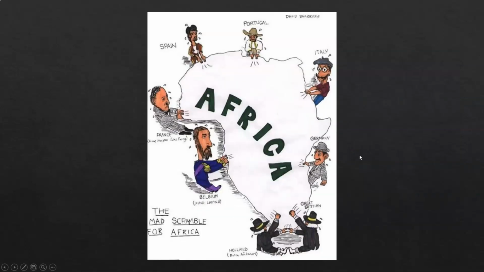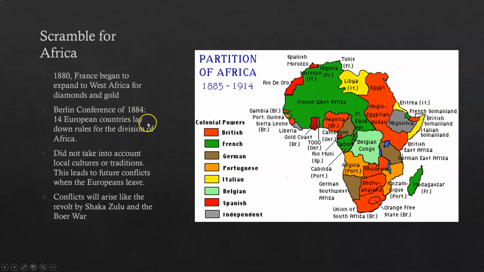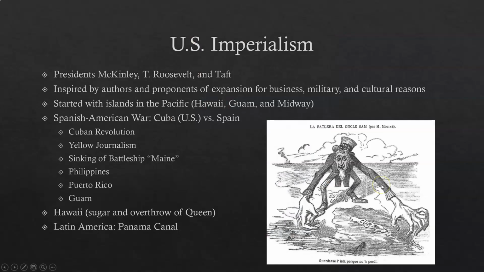Okay. And this is another map of the scramble for Africa. As you can see here, France says, I want this part. Spain, I want this. Portugal, I want this. Italy, I want this. Germany, I want this. Great Britain, I want this part. And Belgium, I want this part right here. So they had to have the Berlin Conference of 1884 to do this division as well.